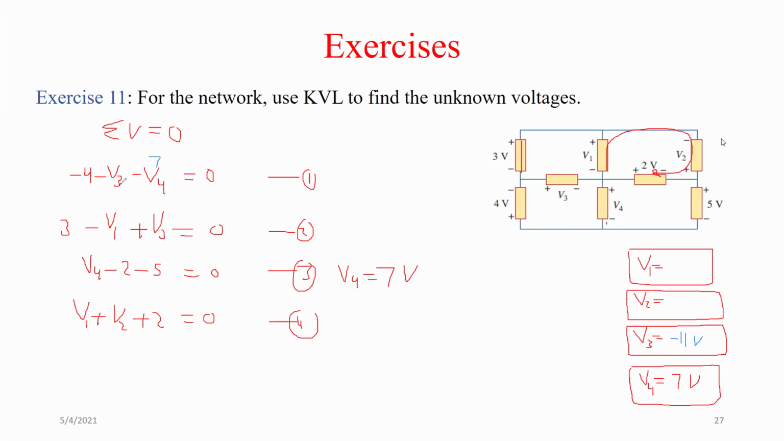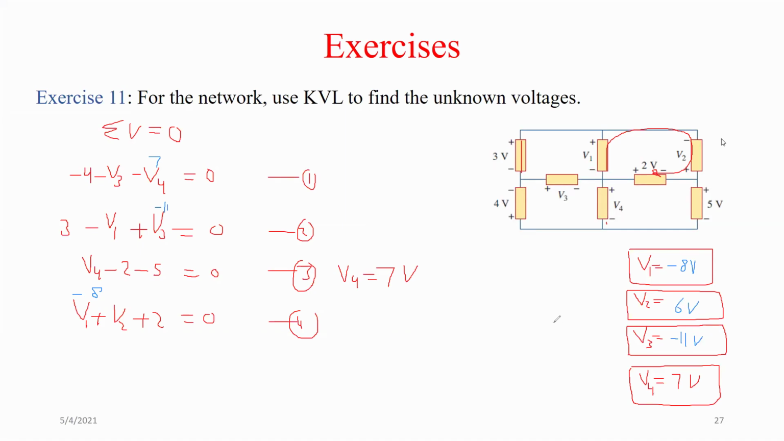Then I have V3, plug it here. Minus 11. So I'm going to move this to the other side. 3 minus 11 minus 8. V1 is minus 8. Then V1 is minus 8 here. Minus 8 plus 2 is minus 6. Move them to the other side, 6 volt.